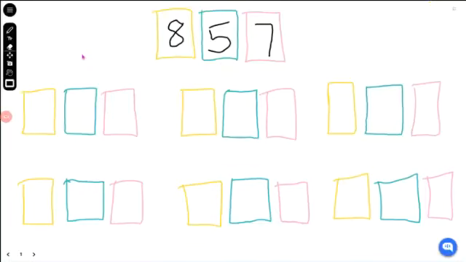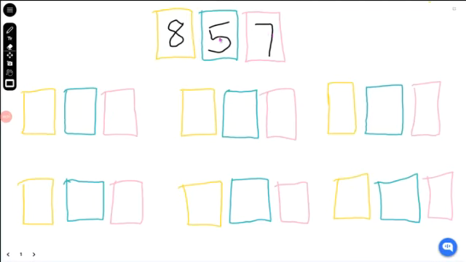Hi guys, so in this session we are doing number cards. So we have three number cards with three different numbers on. So as you can see here, we have what number? Yep, that's right, 8. Then we have what number here? 5, yep, correct. And here, what number is it? That's right, number 7.